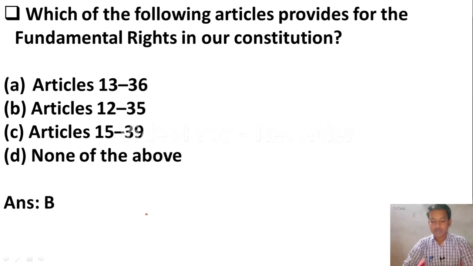The next question is: which of the following articles provides for the fundamental rights in our Constitution? Option A, articles 13 to 36, option B, articles 12 to 35, option C, articles 15 to 39, option D, none of the above. Option B, articles 12 to 35 deal with the fundamental rights. Please remember, articles 12 to 35 are related to fundamental rights.